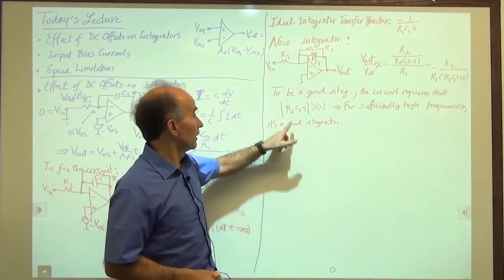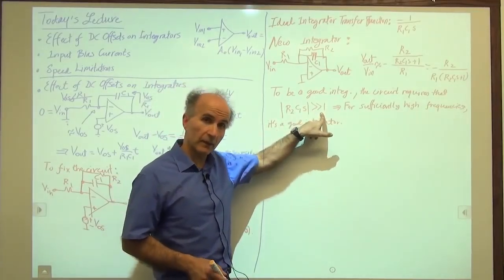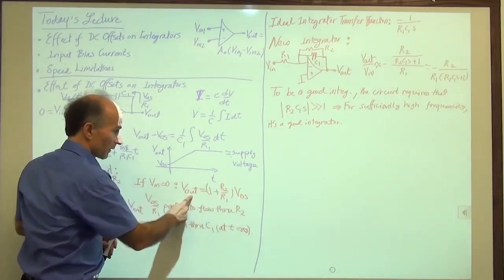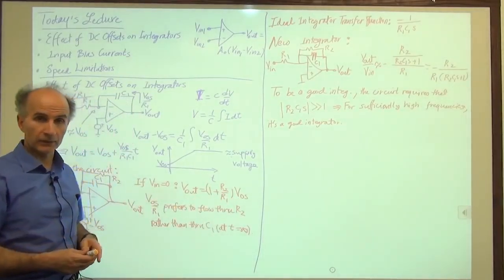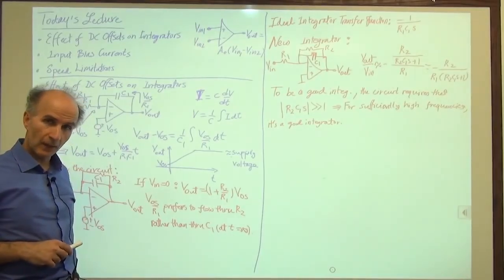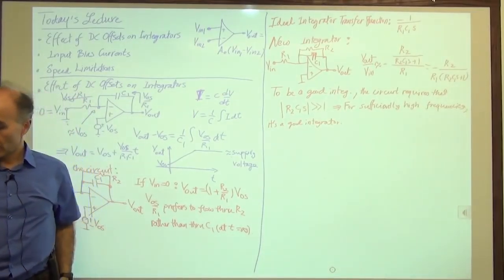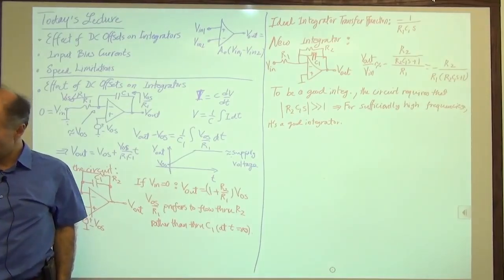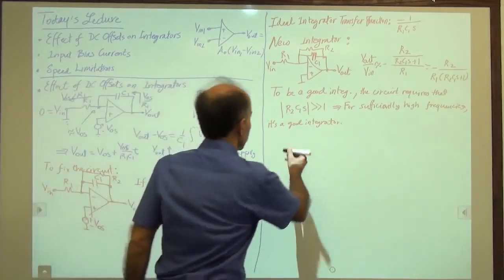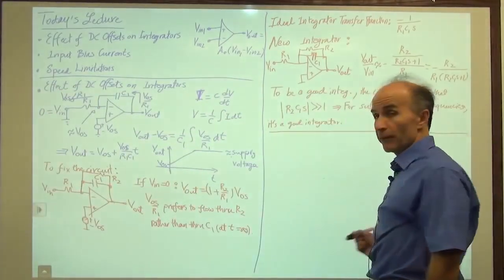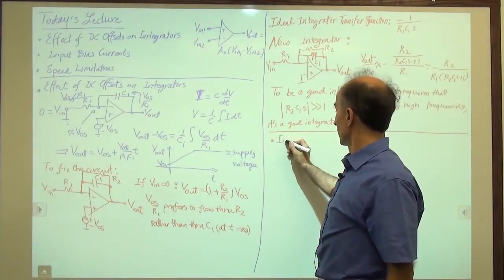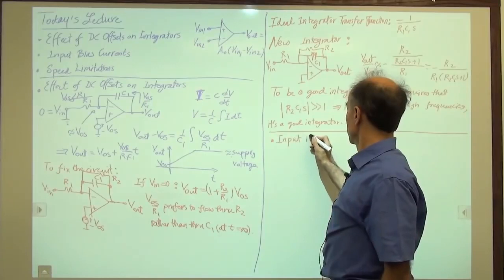We can pick R2 to be larger and larger for this to be satisfied. But if we pick R2 to be larger and larger, then the offset is also amplified by a larger and larger amount. So we have to balance these things. All right, so that is the integrator and the way we fix the problem of the offset. Let's go to another interesting imperfection in op-amps, which we call input bias currents.